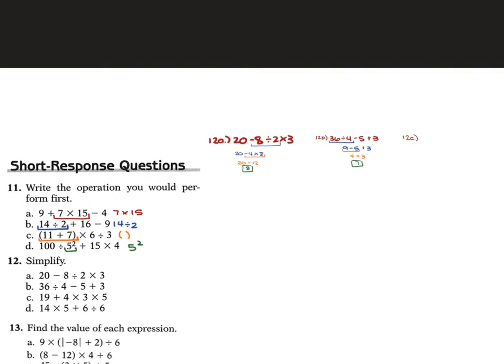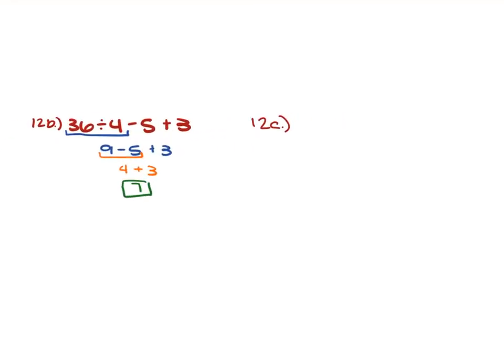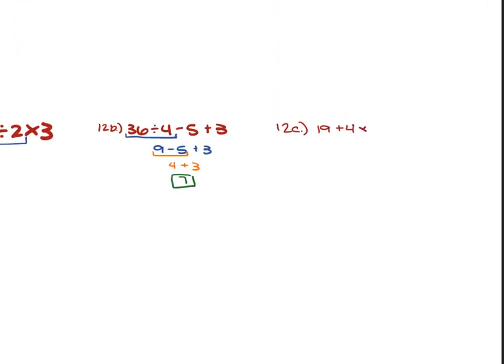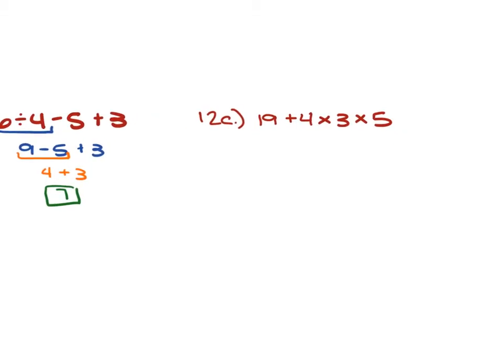For C, we have 19 plus 4 times 3 times 5. We are going to do the multiplication first from left to right. So we're going to do the 4 times 3, which is 12. So 19 plus 12 times 5. Then we want to do the 12 times 5, which is 60. So that's 19 plus 60, which gives us 79.